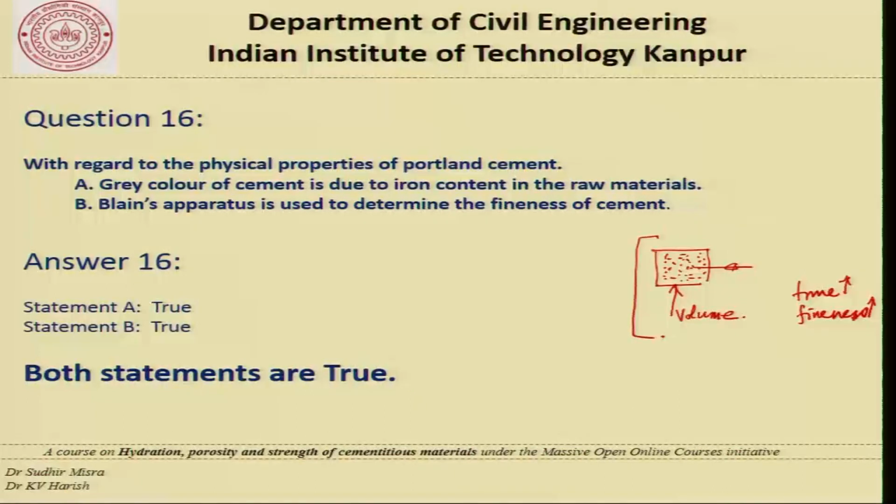So that is the principle of the Blaine's apparatus, and we use cement powder here, pass the air through this and determine the time, calibrate this apparatus with a powder of known fineness, and that is how we calculate the fineness of cement, which is expressed in terms of meters square per kilogram.